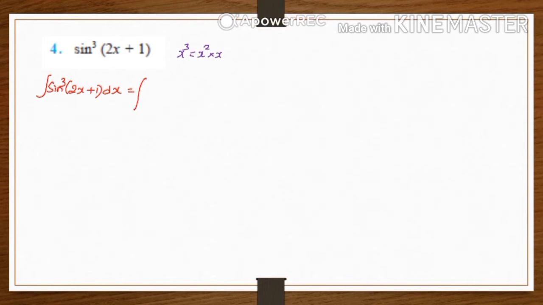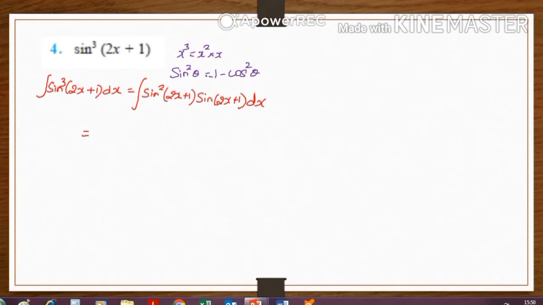So sine cube (2x plus 1) we can write as sine square (2x plus 1) into sine (2x plus 1) into dx. Now we can write sine square theta as 1 minus cos square theta. So the same concept we are going to use. In the place of theta I am having 2x plus 1.